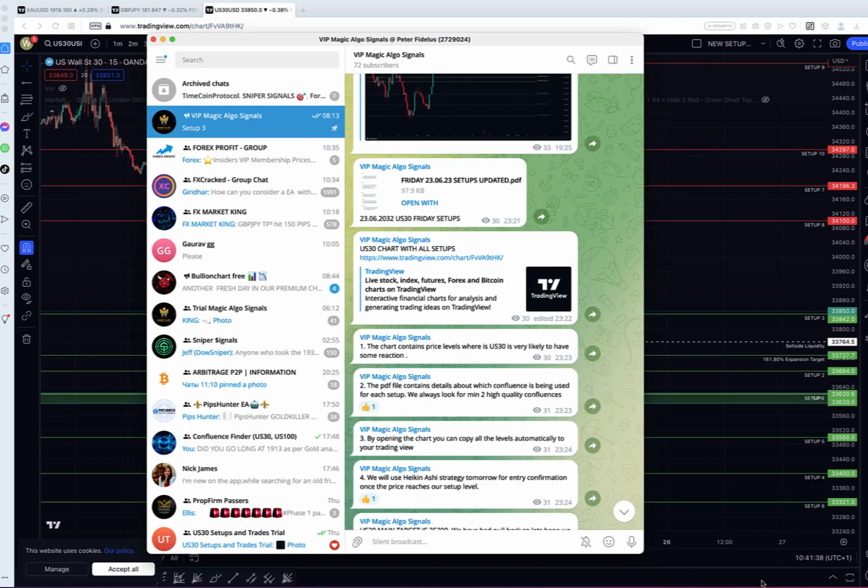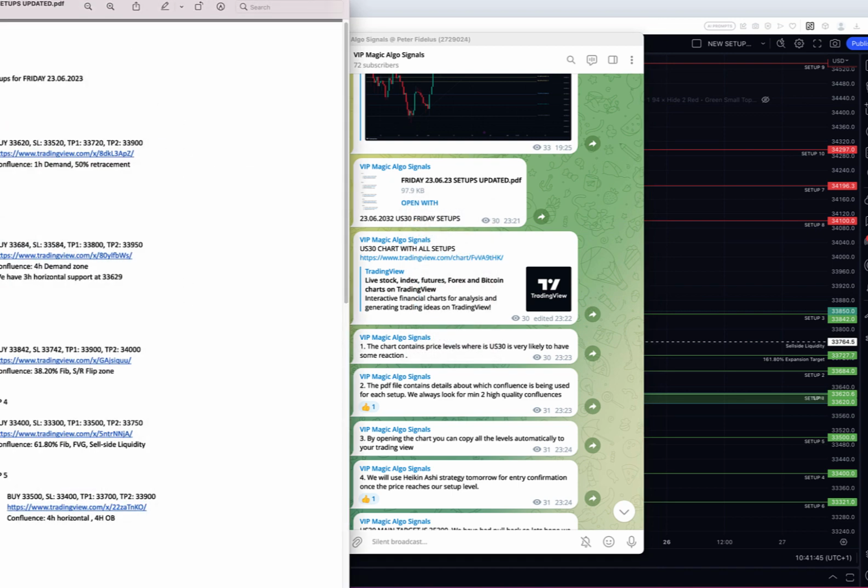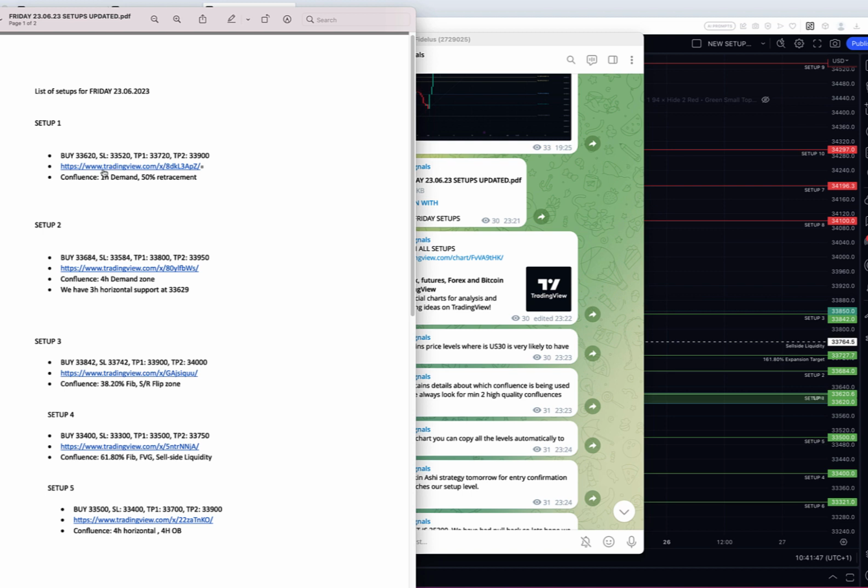And you will ask me, what about the stop loss and take profit? So let me just show you. So over here, if you look in PDF, you will have, this is an example. Stop loss is usually 100 points, 110 points, take profit 1, take profit 2. We are aiming for 1 to 2 risk to reward, but sometimes we can get a trade 1 to 5 risk.